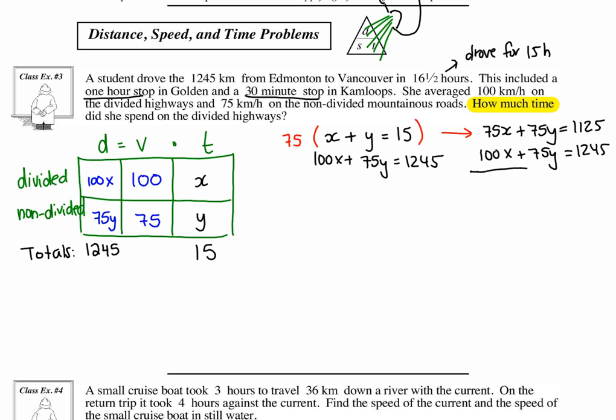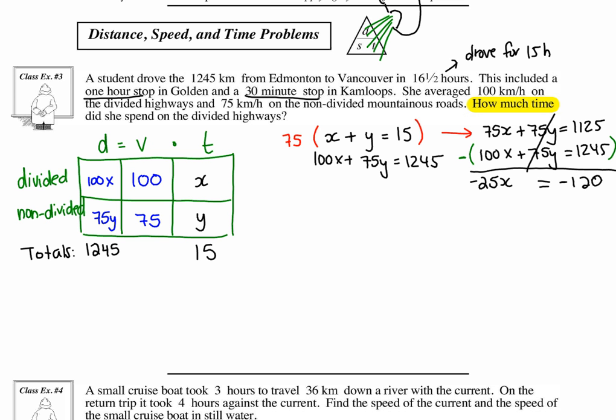What are we going to do, add or subtract? Do the same sign? Subtract, or switch your signs and then add. 75 minus 100, negative 25x. 75 minus 75, 0 cancels out, equals 1125 minus 1245, which is negative 120.